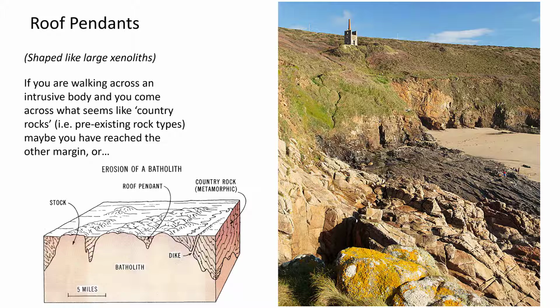So when you're in the field and you're walking across an intrusive body and you come across what seems like country rock or pre-existing rock types that are older, maybe you have reached the other side of the intrusion, or you may have stumbled upon a roof pendant. A three-dimensional diagram showing what the roof pendants look like is shown on the bottom left of the slide.